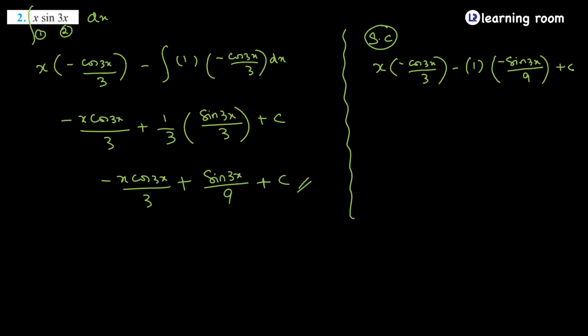See, in this problem, you will not find much of the benefit because the power of x is 1. Had the question been x square sin 3x or x cube sin 3x, then this method would have been easier. But as I told you, use this only for MCQ, don't use it for subjective. Okay. Shall I proceed?